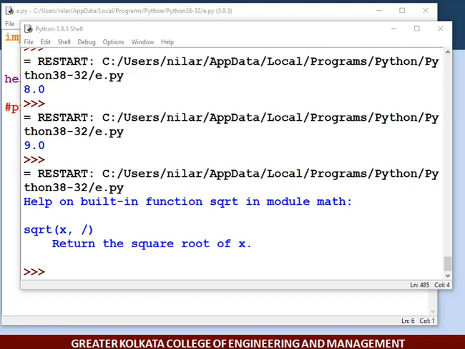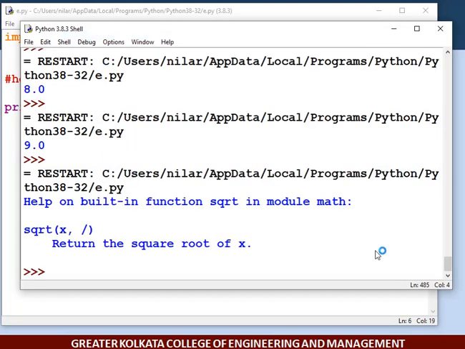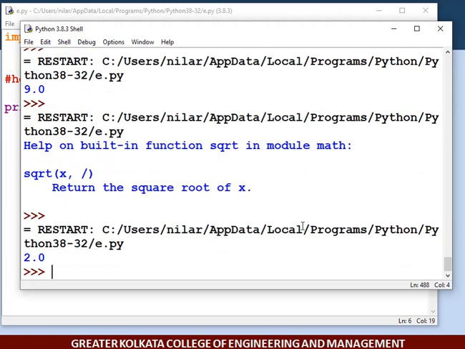Now write an example of SQRT. Okay. Now I will use the SQRT function over there. Suppose I would like to calculate the square root of 4 first. Okay, now run it. So what will be the square root of 4? That will be 2.